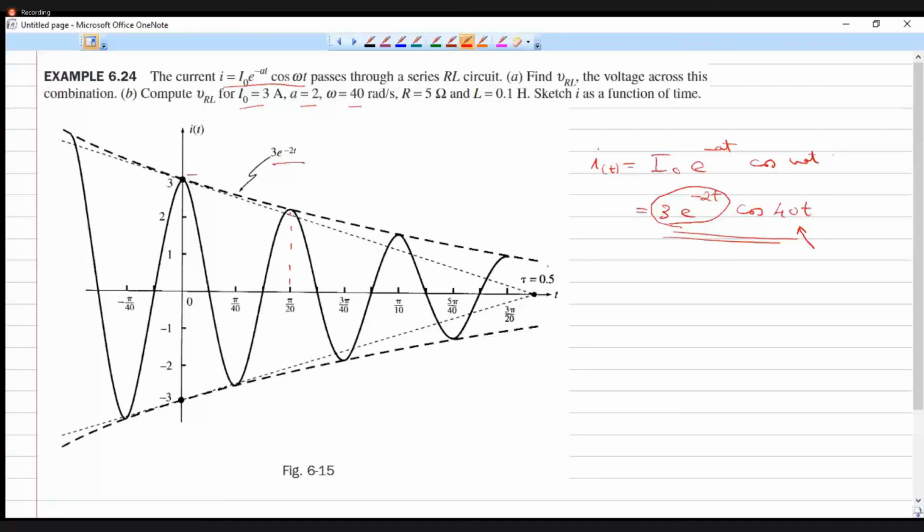Then it will oscillate at a frequency of omega equal to 40 radians per second. So we have omega equal to 40 radians per second. So what is the time period for completing one cycle? So, time for one cycle.